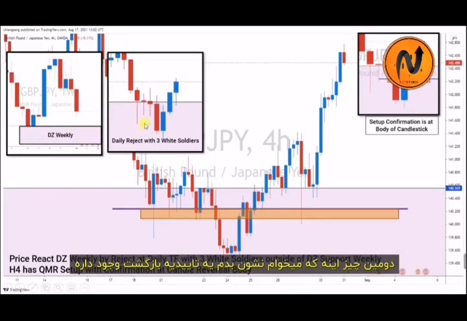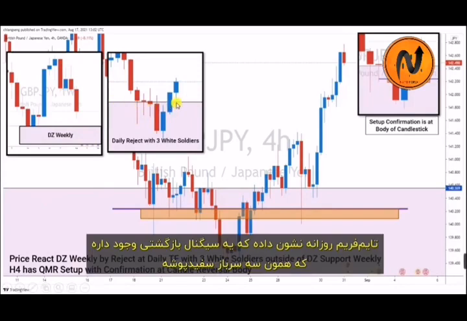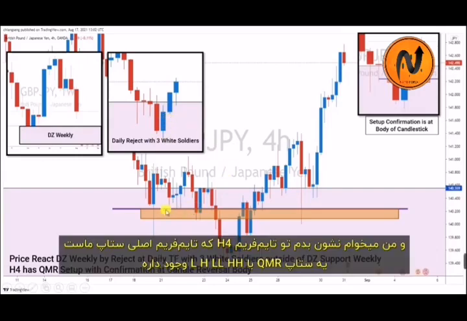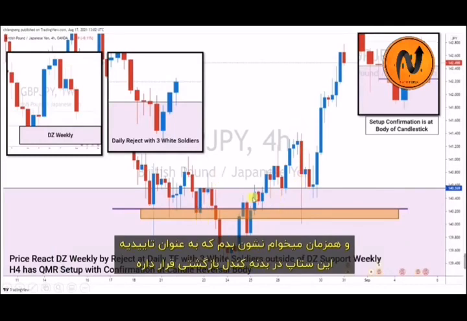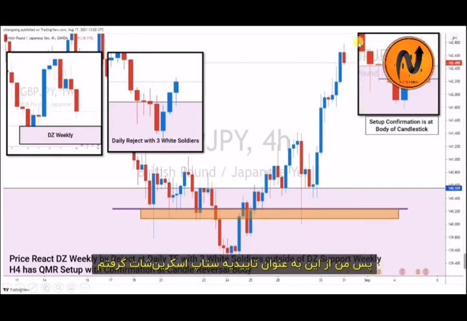Second thing, I want to show that there's a confirmation of rejection. The daily time frame has shown that there is a reversal signal, which is the 3 white soldiers. And I want to show that in the H4 time frame of the setup, this is the main time frame of the setup, which is the H4, there is a QMR setup with the low, high, lower low, and the higher high. At the same time, I want to show that this setup for the confirmation is at the body of the reversal. So I screenshot this as a confirmation of the setup.